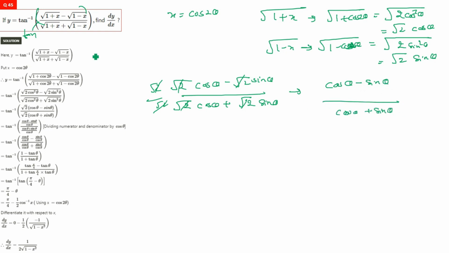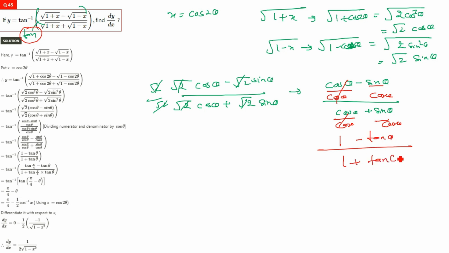But still we need a tan. So we haven't yet reached the solution. We need to have certain things so that we get tan. So in order to do that, we'll divide the numerator denominator by cos theta. So I'm dividing cos theta everywhere, all the terms. So this becomes 1, and this also 1. 1 minus sin by cos is tan, 1 minus tan theta, and this will be 1 plus tan theta.